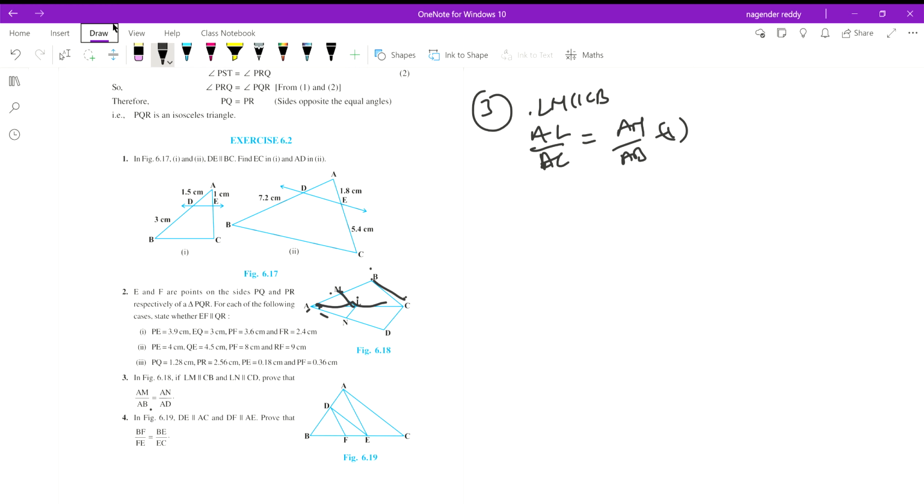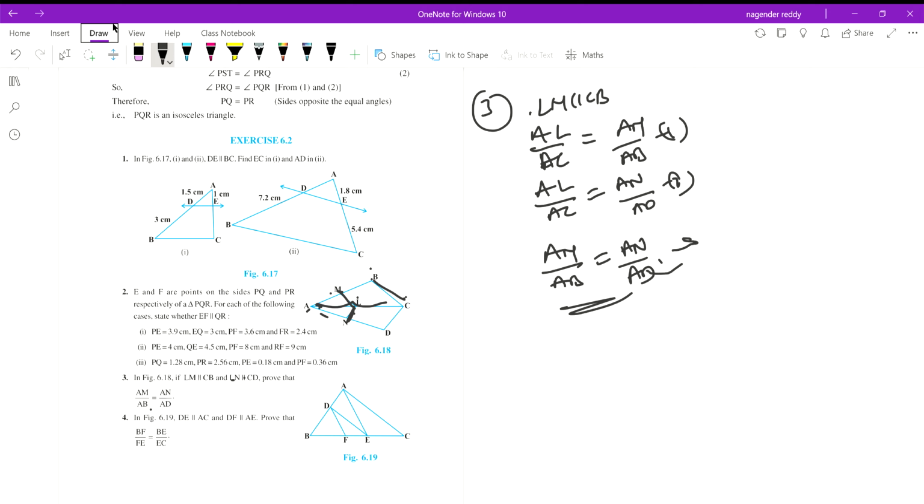And in the same case, if LN is parallel to CD, then we can take that AL by AC is equal to AN by AD. Now from 1 and 2, easily we can take that by equivalence condition, AM by AB is equal to AN by AD. This is the third one.